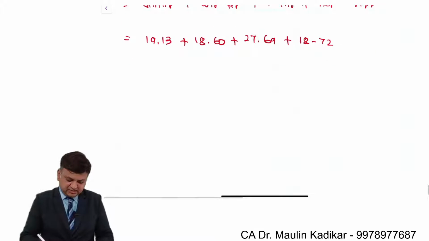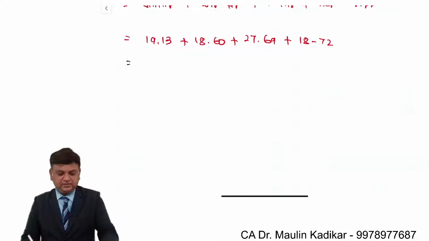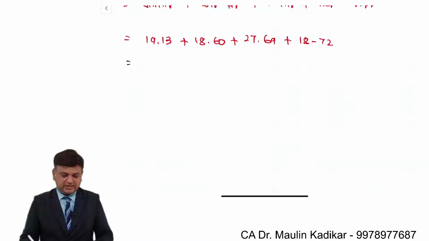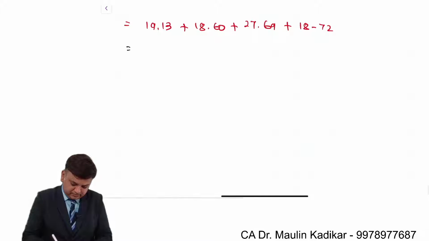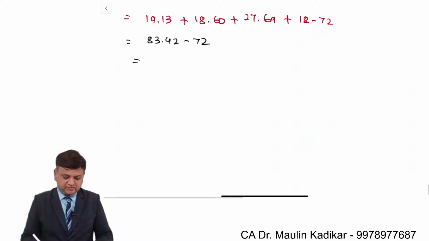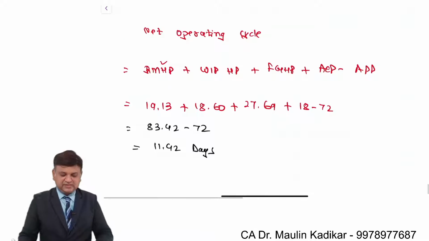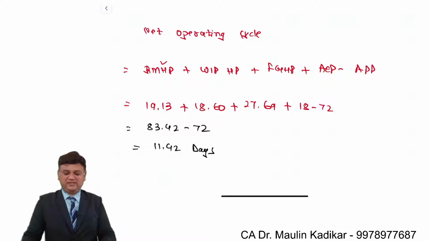So now finally the answer will be like this. Use your calculator. 19.13 plus 18.60 plus 27.69 plus 18, that is 83.42, minus 72, that comes to 11.42 days. This is the answer of the first question.